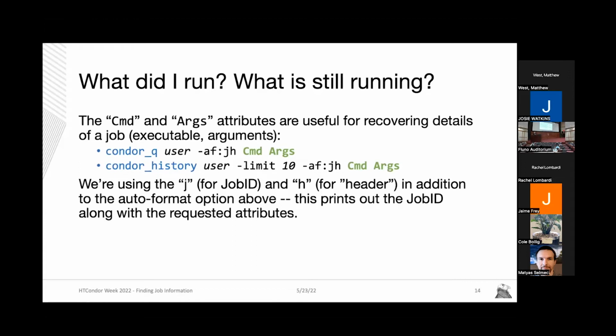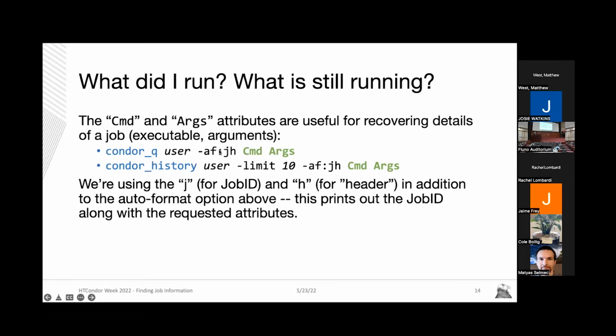So next question, what did I run? I don't know if anyone else has ever done this, submitted jobs and then been like, wait a minute, which script name was that? Which arguments did I use? The Cmd and Args attributes can recover this information. Again, we can use them with condor_q for jobs in the queue. We can use them with condor_history for jobs that have completed.